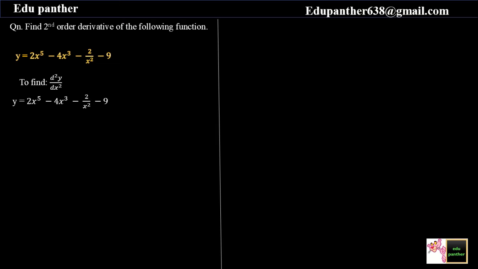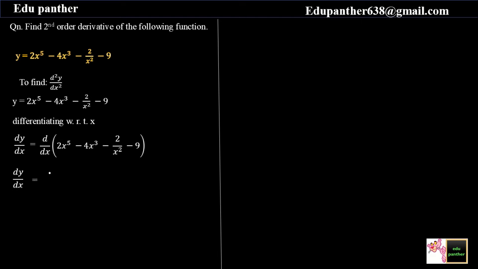Our first step will be to first differentiate this function one time, and then whatever we get after the differentiation, differentiate it one more time. So first differentiating with respect to x. The left hand side is the derivative of y, meaning dy by dx, which equals the derivative of the right hand side.